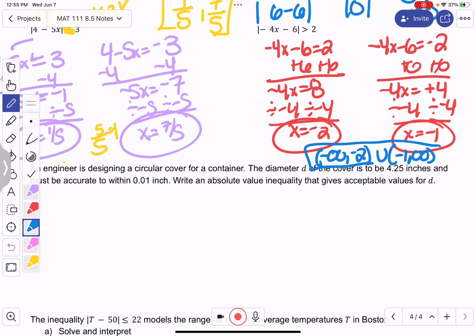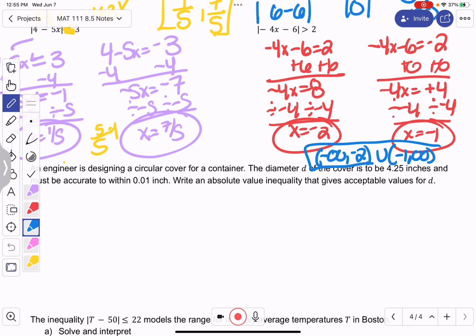All right, let's look at a word problem. An engineer is designing a circular cover for a container. The diameter of the cover is to be 4.25 inches and must be accurate within 0.01 inches. Write an absolute value inequality.